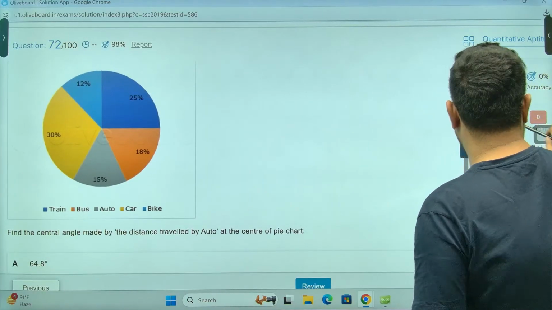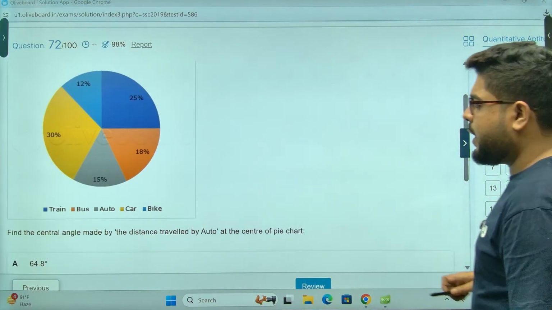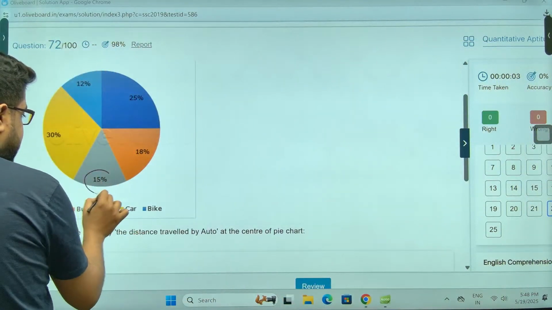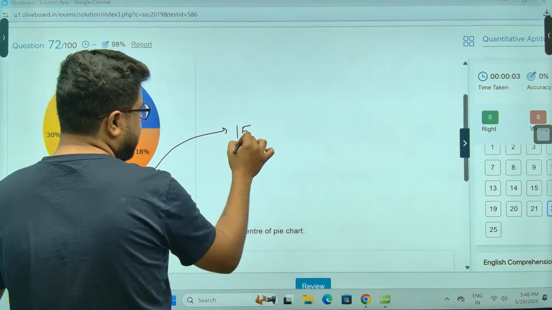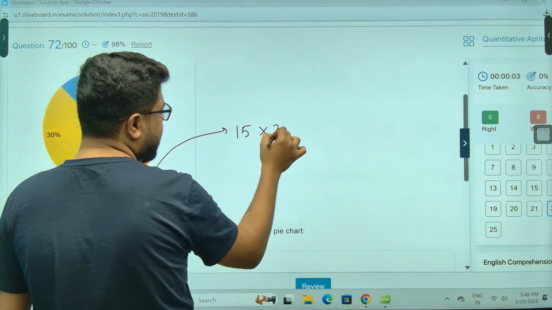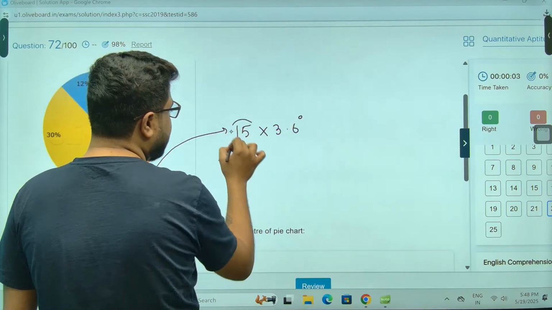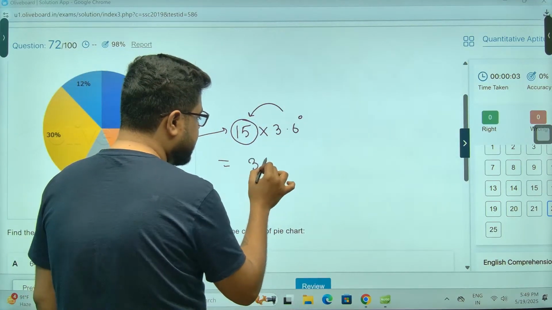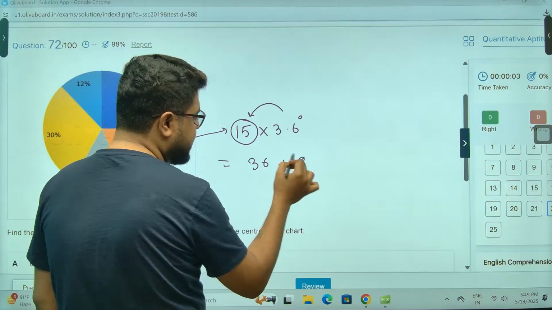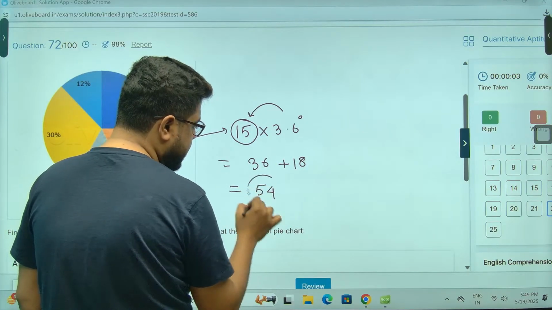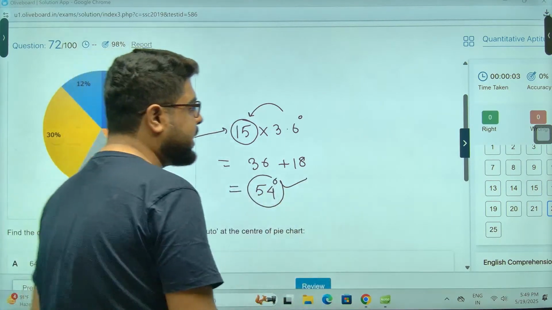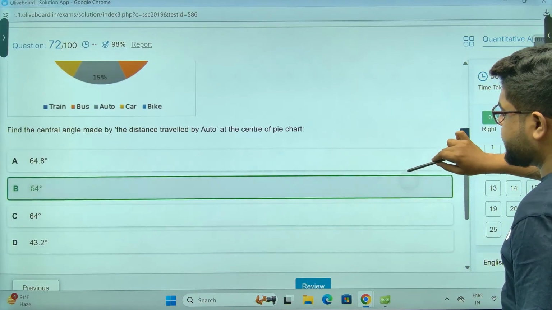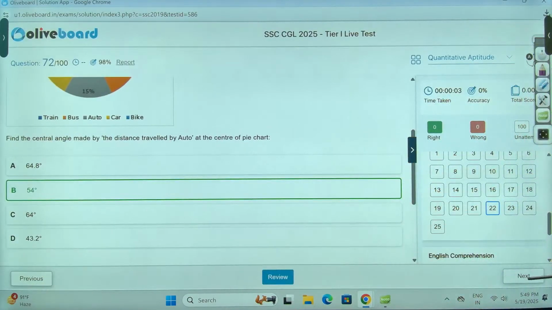Distance they have asked. Sir, what are they asking? Find the central angle made by the distance traveled by auto, 15%. Sir, every percentage is equal to 3.6 degrees. Again, how to figure this out? Sir, 3.6 into 10 is 36. Into 5 is half of 36. Done, sir. 54. 54 degree will be the answer, sir. Option B, sir. Option B.